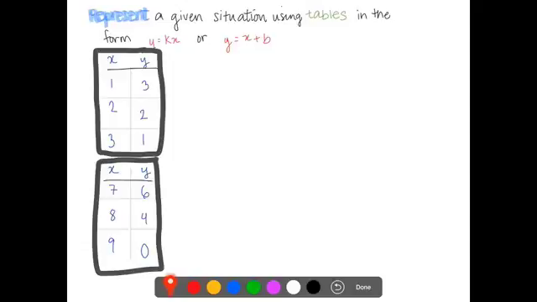Once you figure that out, what you need to do is actually plug in some of these values into the rule that you just wrote. So let's go ahead and take our first set of values. x is 1 and y is 3. And what I'm going to do is substitute the 3 for the y and substitute the 1 for the x in here. And when I go ahead and simplify, I notice that this equation is not true. So this rule is not going to work.